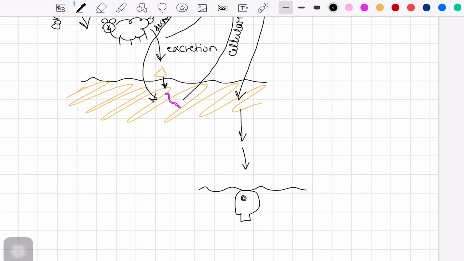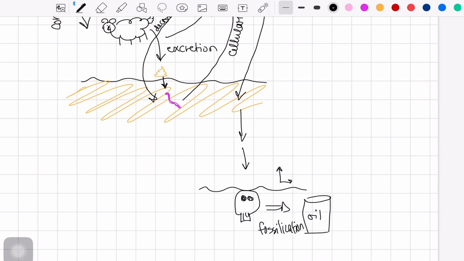And eventually, it's going to turn into a fossil fuel. Draw a little oil. Eventually, after a long period of time, it's going to fossilize and turn into a fossil fuel, whether that be oil or coal, or other types of fossilization. So we call this process fossilization.